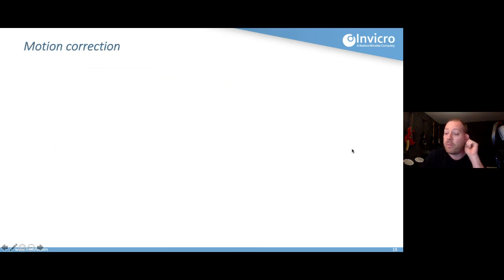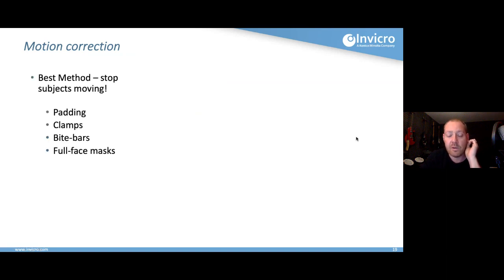What is still very much a problem is head motion, and that's because inevitably we have to deal with humans, and humans are annoying. So the best method of not having head motion is to stop subjects moving in the first place. And the best method really for doing that is to make people as comfortable as possible. Everybody starts moving after the first 50, 60 minutes in a scanner. So, keep the scans to about an hour.